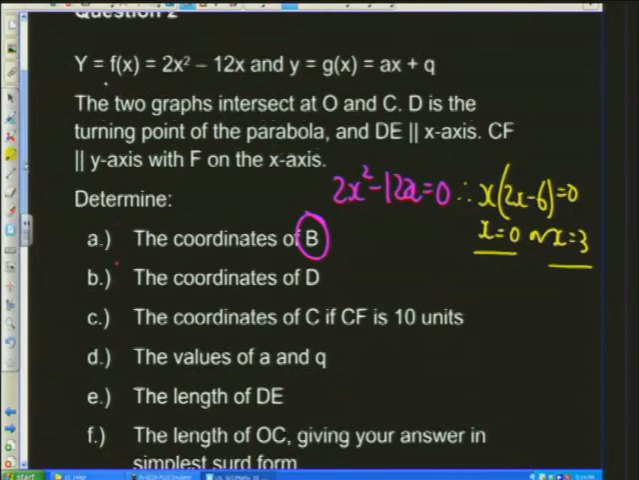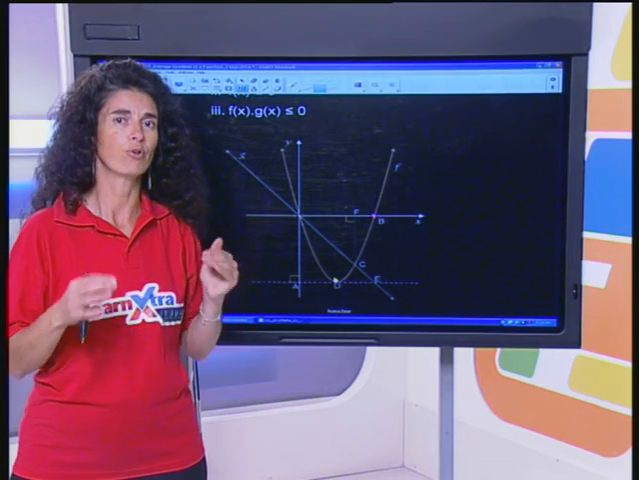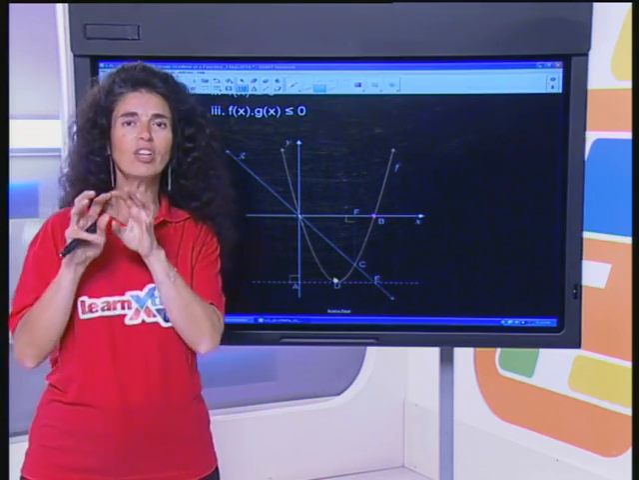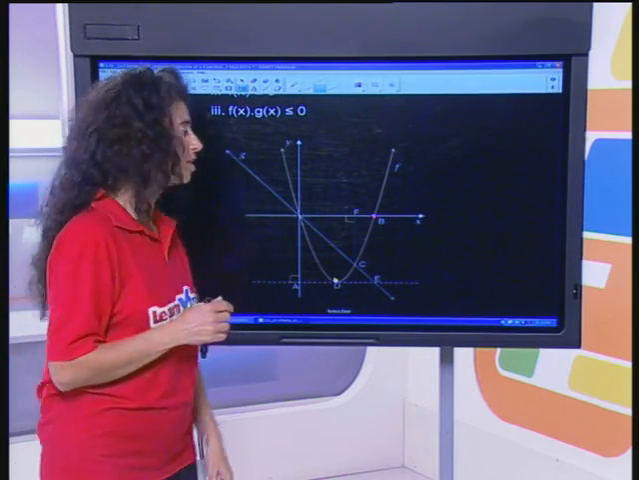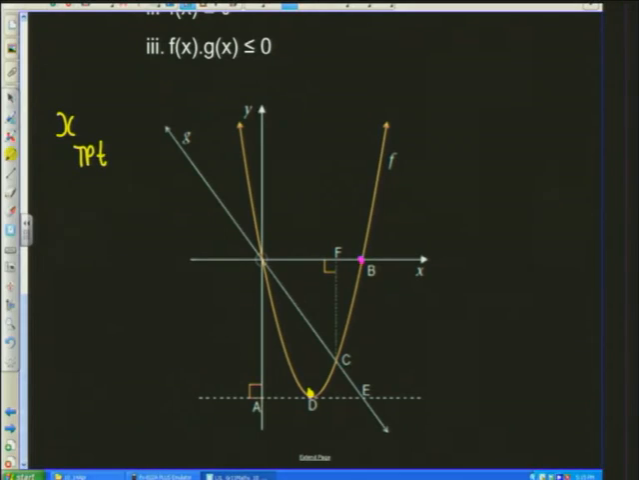The coordinates of D. Okay, grade 11s. D is the turning point. How would you calculate the coordinates of the turning point of a parabola? Well, we spoke about last week that p and q give us that turning point. Therefore, you would need to complete the square. However, if you do complete the square on y equals ax squared plus bx plus c, you actually get the formula for the x of the turning point or the axis of symmetry. So I'm actually just going to do that. Our x of the turning point is always minus b over 2a.